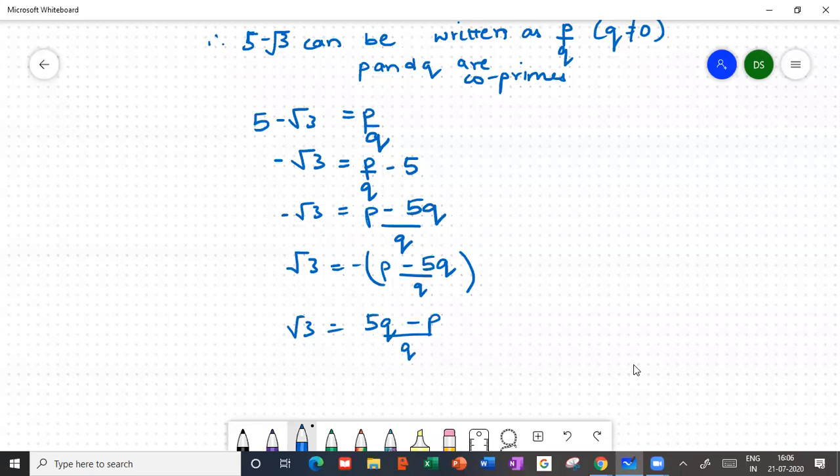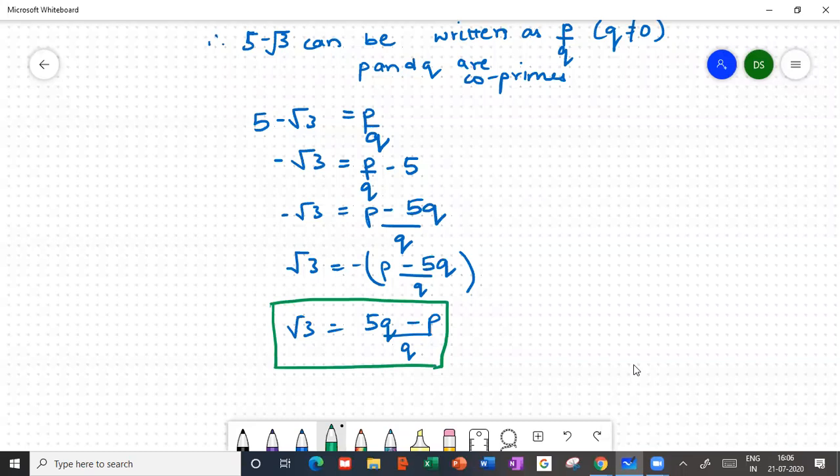Correct? So what is the basic inference you can draw from this statement? The very basic inference. Okay, I can say LHS is equal to RHS, correct? I'm just asking you a very basic thing you can say just by looking at this. It's just that LHS is equal to RHS, correct? Right?